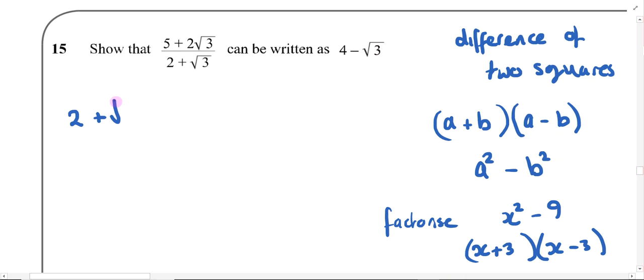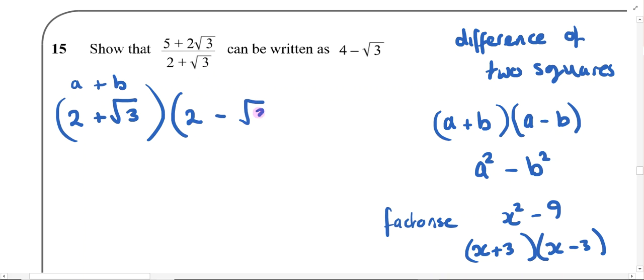I've taken that thing, that's A plus B, and I write another bracket, A minus B, which is 2 minus root 3. But how do you just make it equal? Well, I multiply top and bottom by 2 minus root 3. I can multiply whatever I like. It just means you have to multiply the top as well. Now remember, I'm only focusing on the bottom. This has to be done to the top as well.